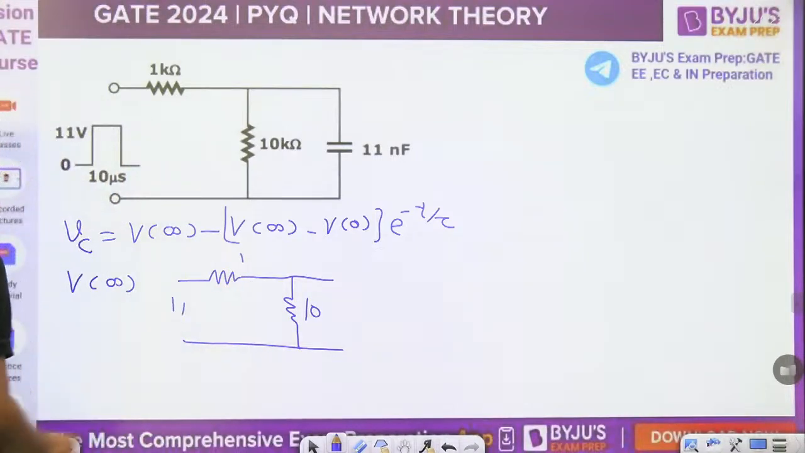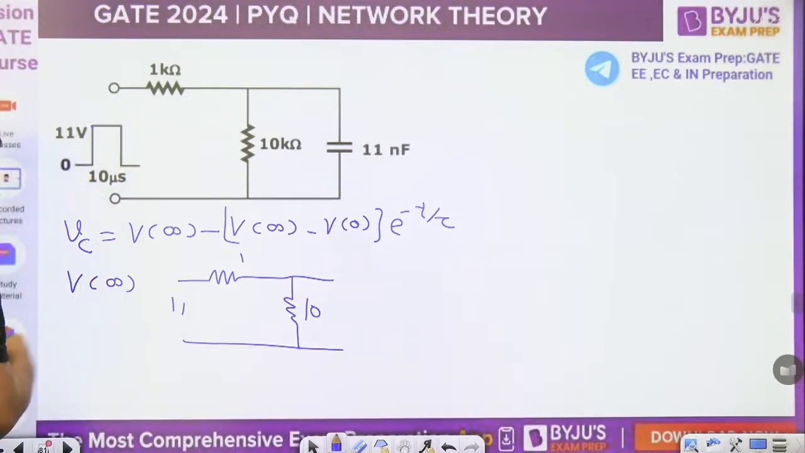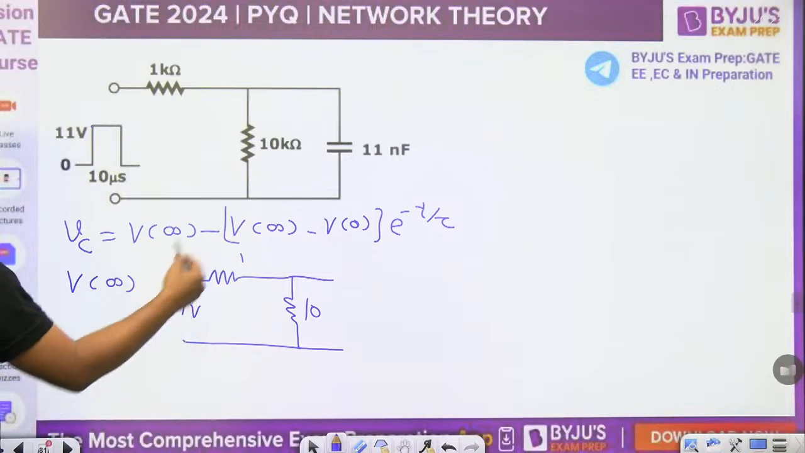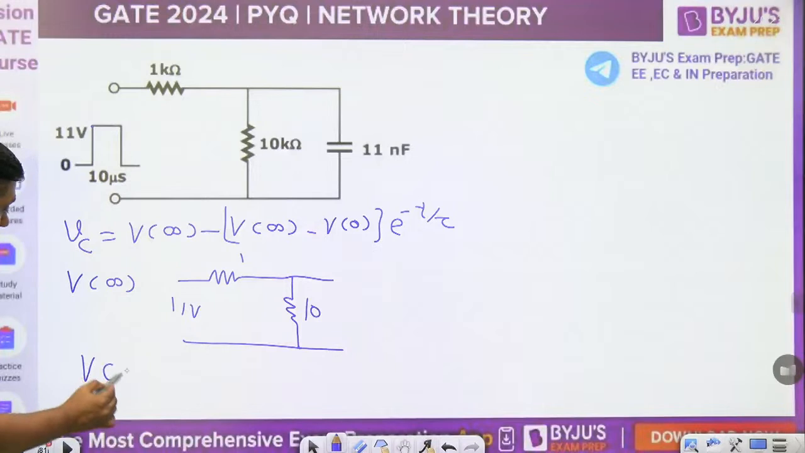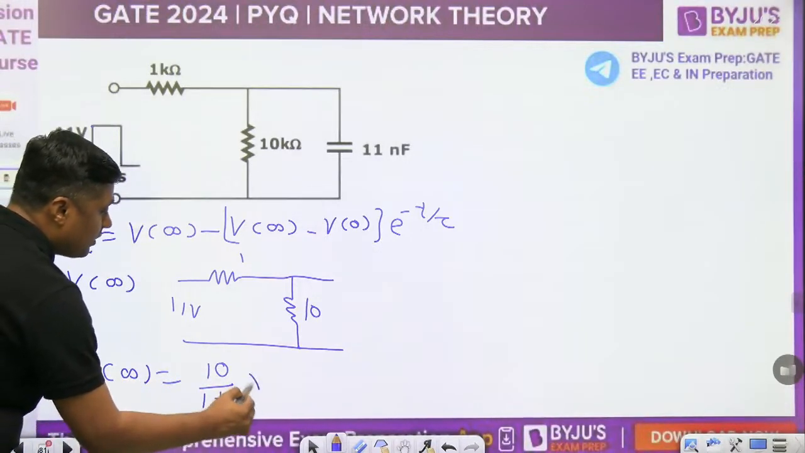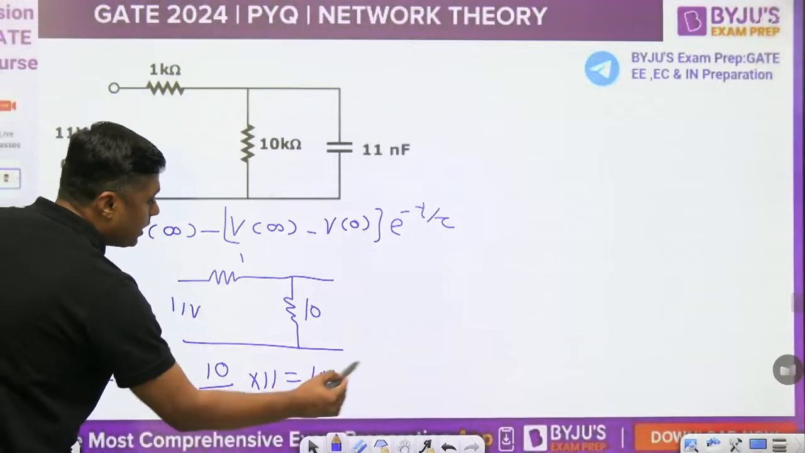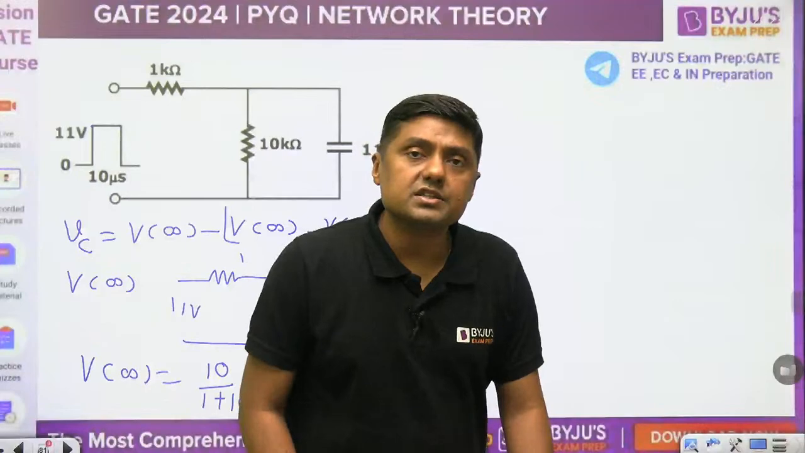This is the 11 volt pulse. No doubt it is applicable only for 10 microsecond, but suppose you are giving the 11 volt, then at t equal to infinite, what will be the voltage? It will become 10 divided by (1 plus 10), into 11. So that is the 10 volt final. What is the initial voltage? 0, because it is an unenergized circuit.